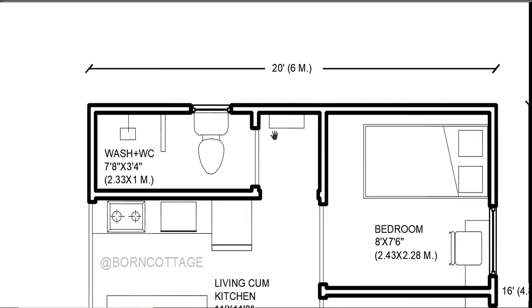So we have wash basin here, and we have washroom plus water closet for common use. Size of the washroom plus water closet is 7 feet 8 inches into 3 feet 4 inches, in meter 2.33 into 1 meter. You can see here the water closet and the shower area, and both are separate. We have a ventilator for ventilation of this washroom.